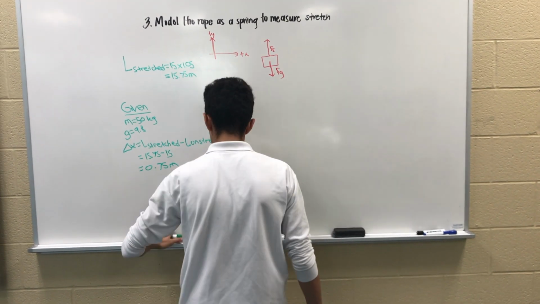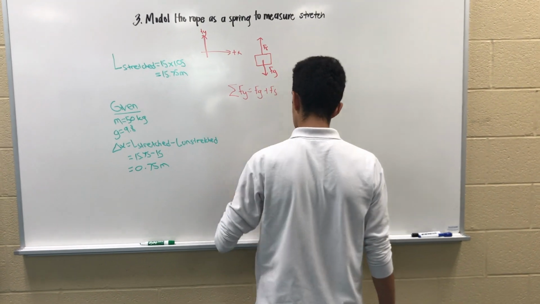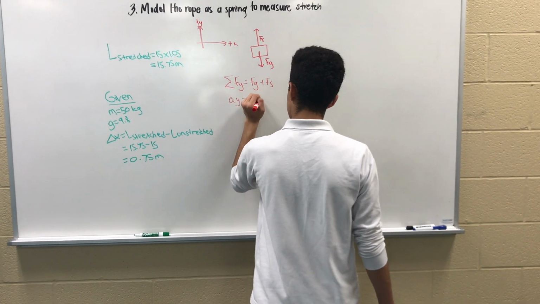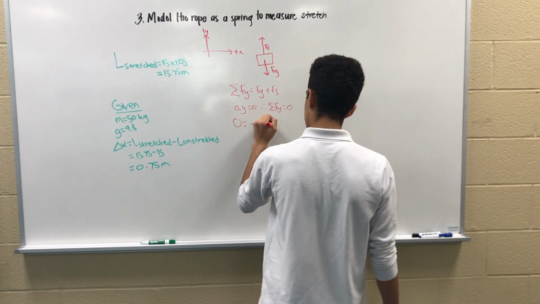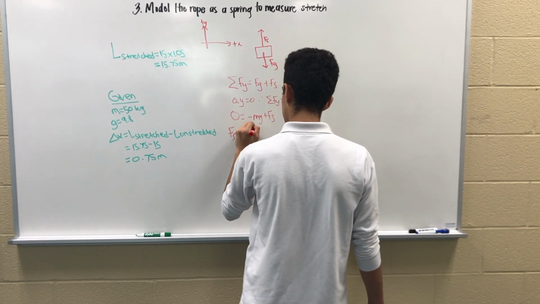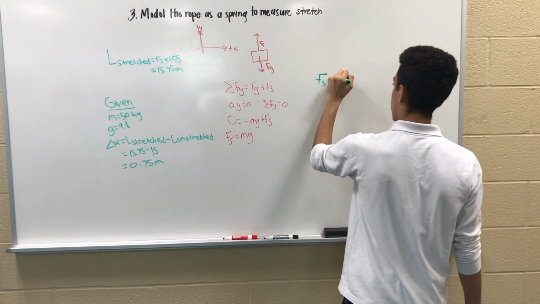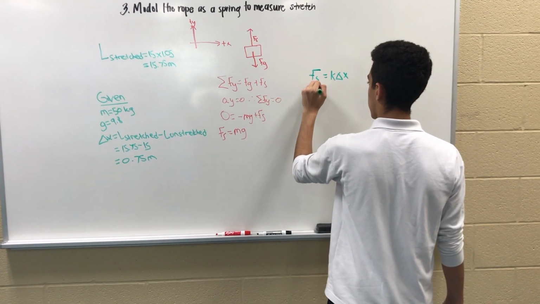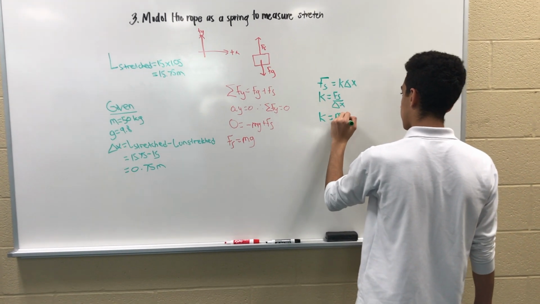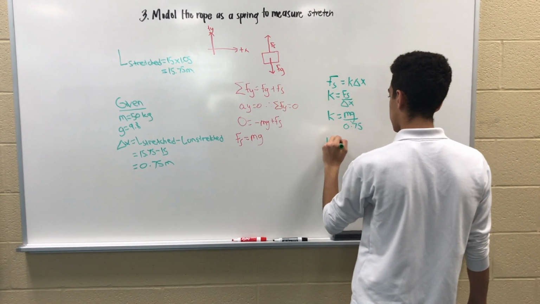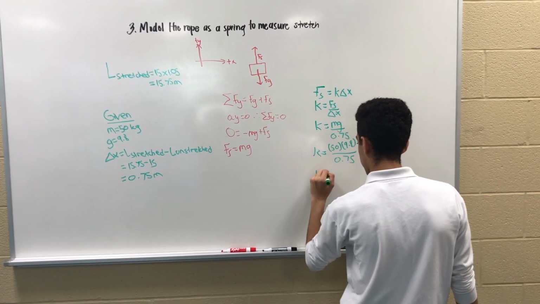After doing this, we can sum up our forces in the y direction, and since we know that the acceleration is 0, this means that the sum of the forces is equal to 0. Since Fg is equal to negative mg, this means that Fs is equal to positive mg. After doing this, we can isolate for the spring constant since we have all the required variables. We can do k equals Fs over delta x, which is then mg over delta x. Since we have all these values, all we must do now is plug in the numbers, and this gives us 653.33.